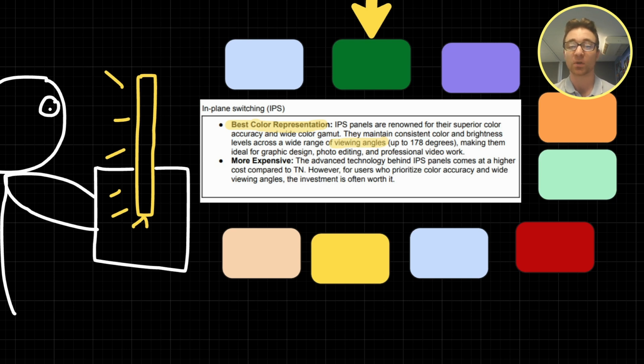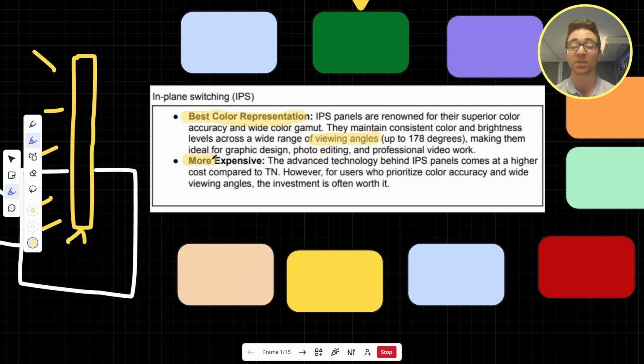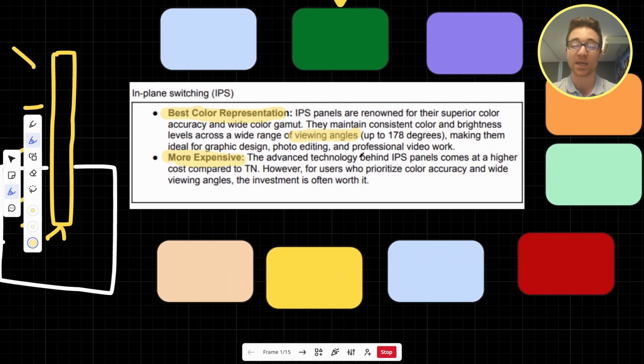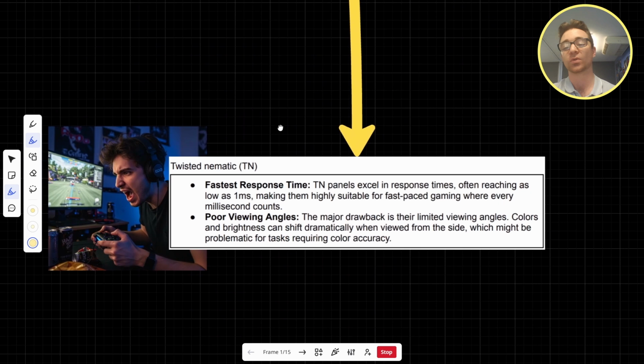In relation to your exam, what that means is you'll have to be able to look at a scenario and say, okay, this person is a graphic designer or a video editor, so they're probably going to want an in-plane switching display. Also, we need to take into account the fact that it is pretty expensive. It is one of the more expensive options of these displays because it does have that capability, okay? So take that into account. Long story short, in-plane switching, or IPS, is for people who are prioritizing their color accuracy and wide viewing angles, and they think the investment is worth it. That's who it is for.